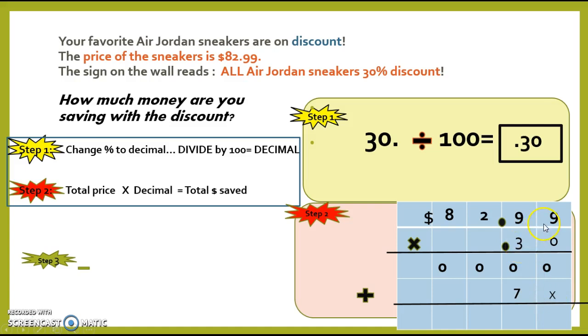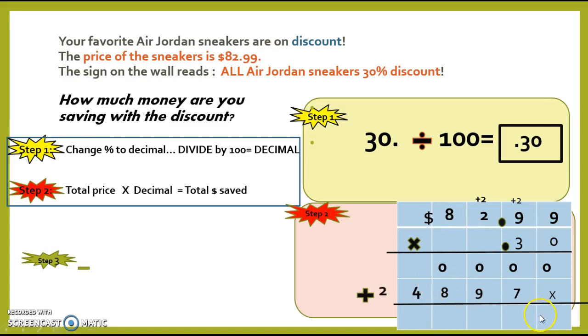Now, 9 times 3 is 27. I'll put the 7 down, and I'm going to carry the 2 to the next column where I'm going to work next. So 9 times 3 is 27 again, plus the little 2 I carried makes it 29. Put the 9 down here and carry the 2. 3 times 2 is 6, plus the 2 I carried makes 8. And then finally, I'm going to multiply 8 times 3. 8 times 3 makes 24.